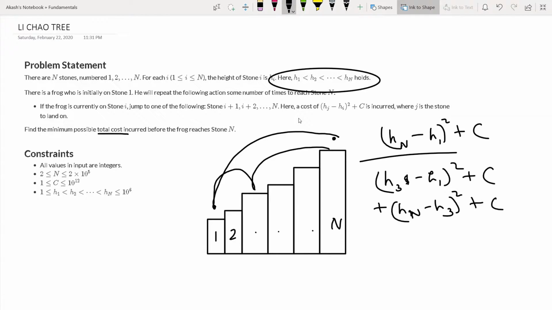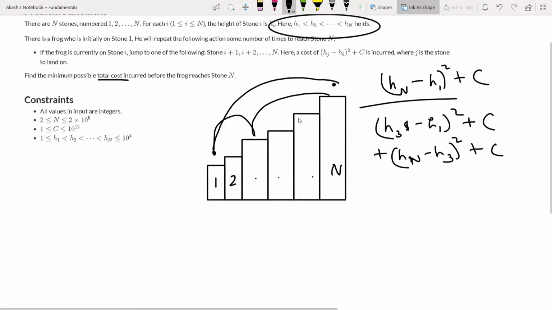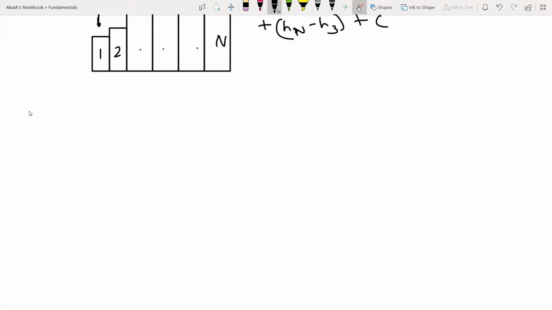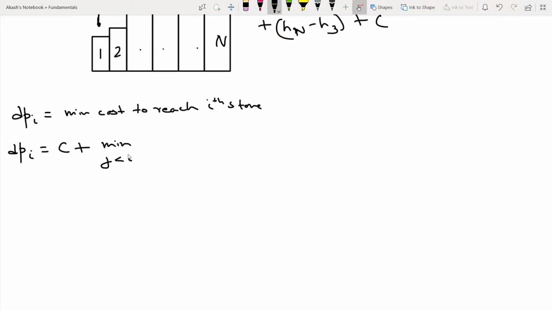Now let's come back to the Chao Tree. First, we will understand what should be the dynamic programming solution to this one. Let's define dp i to be the minimum cost incurred to reach stone i. So what would be dp i? Suppose we have already computed dp j for all j which is smaller than i. So dp i will be c plus the minimum over j smaller than i of (hi minus hj) squared, if we are jumping from the jth stone to the ith stone, plus the cost to reach the jth stone.